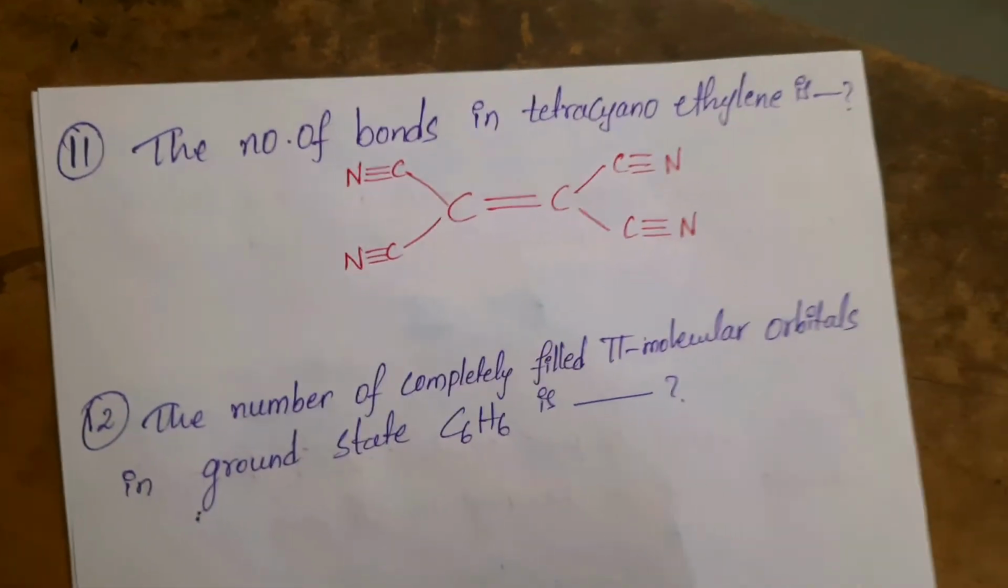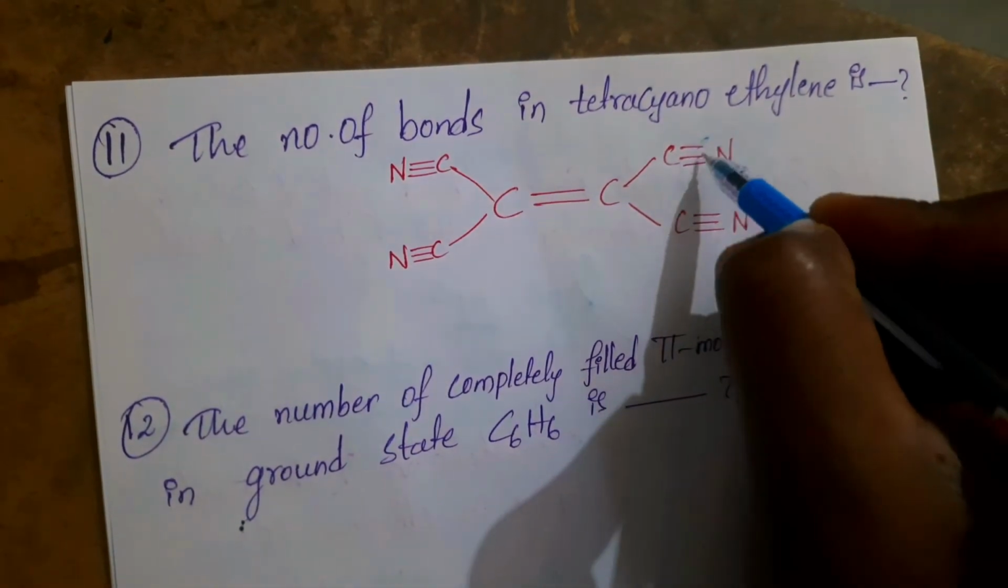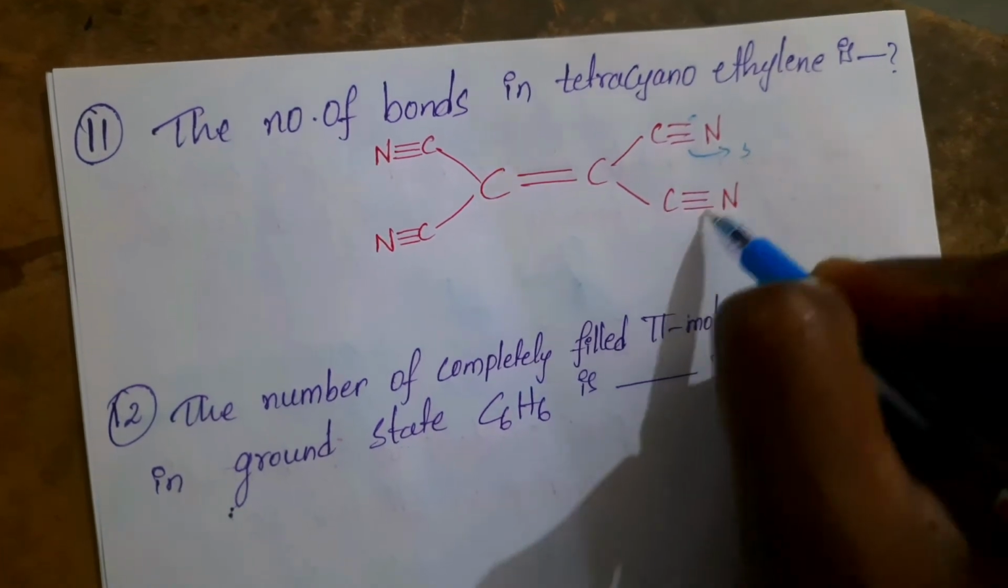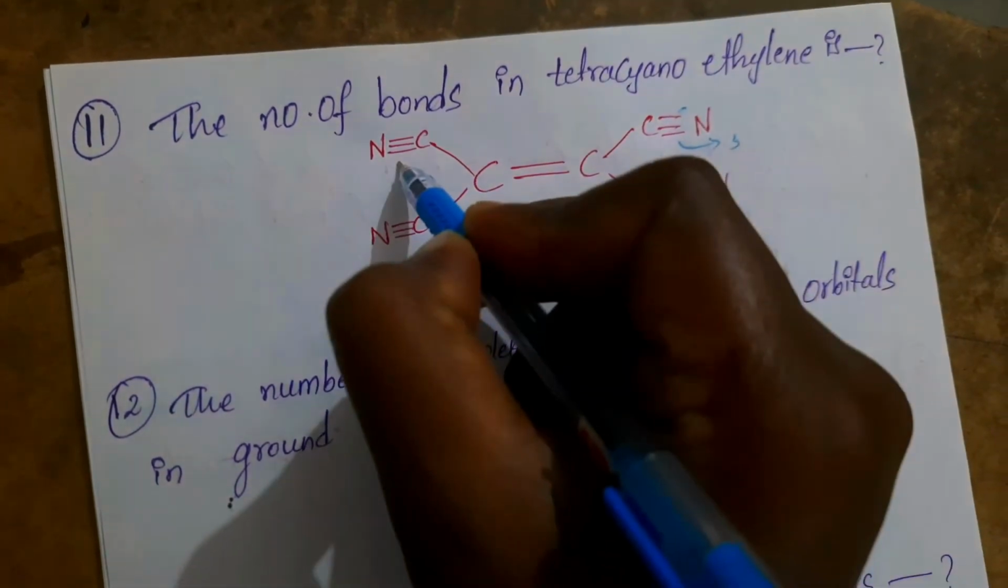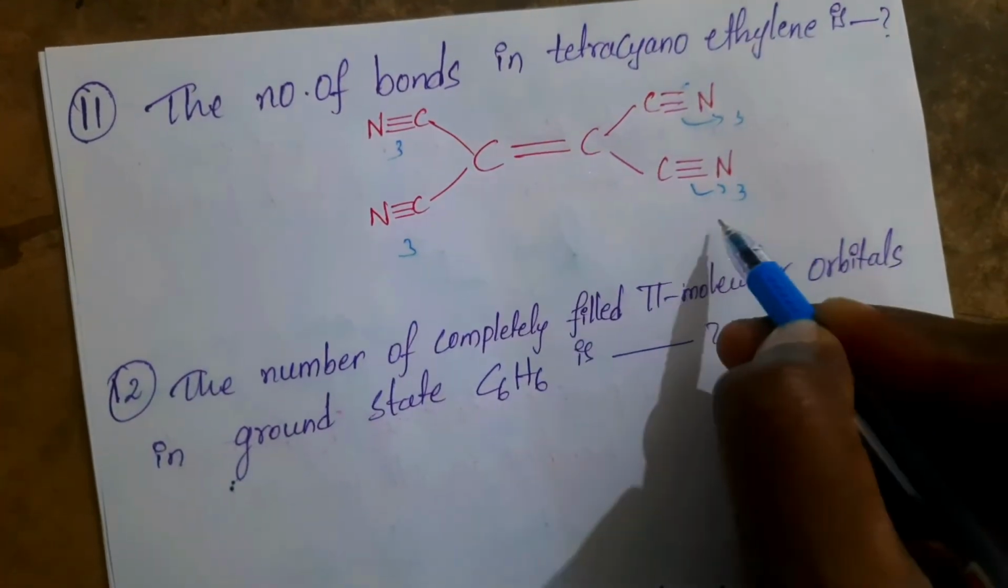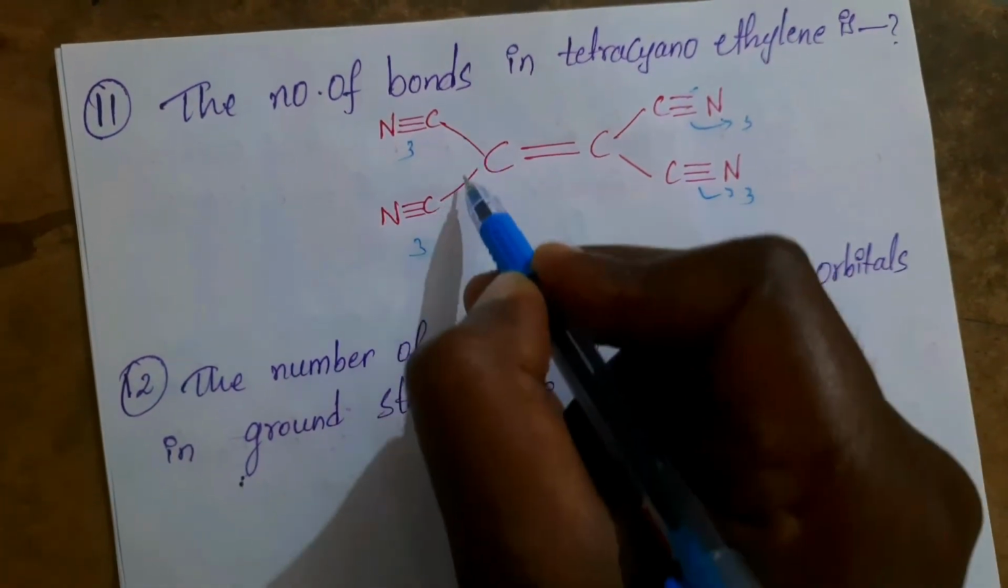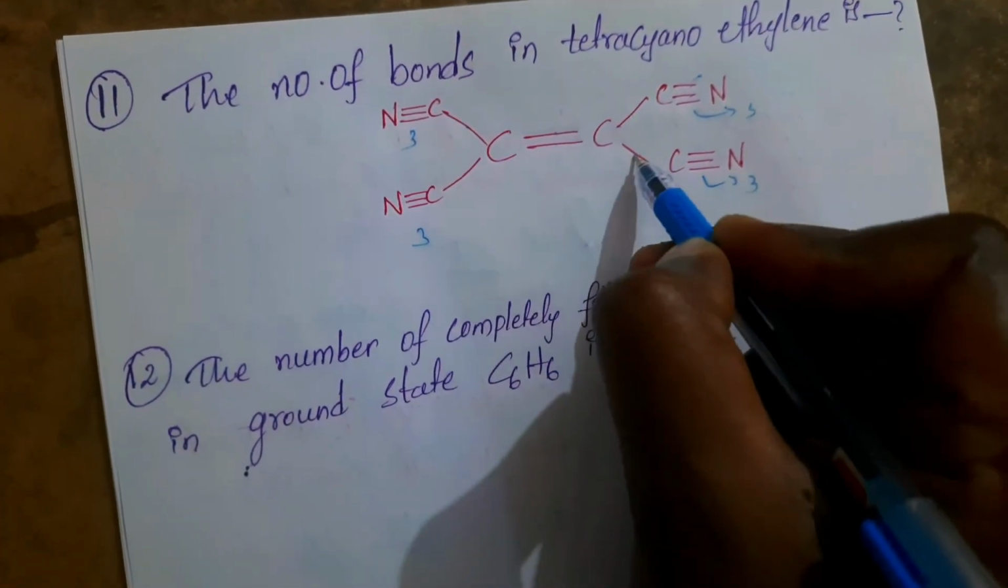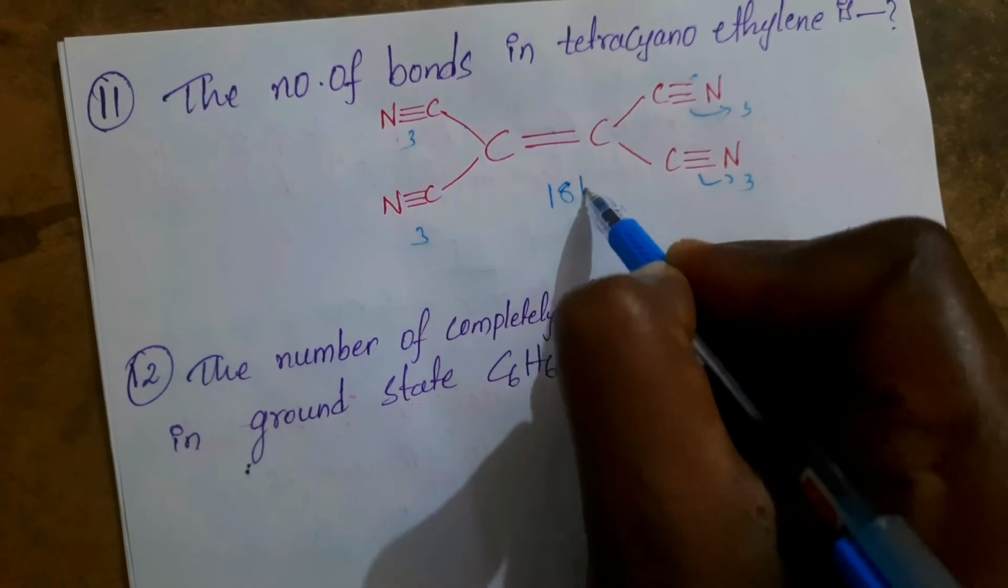So the number of bonds in tetracyanoethylene will be how many? Here 3 bonds, here 3 bonds, here also 3, 3. So total 12. 12 plus 1, 13, 14, 15, 16, 17, 18. Total of 18 bonds are there.